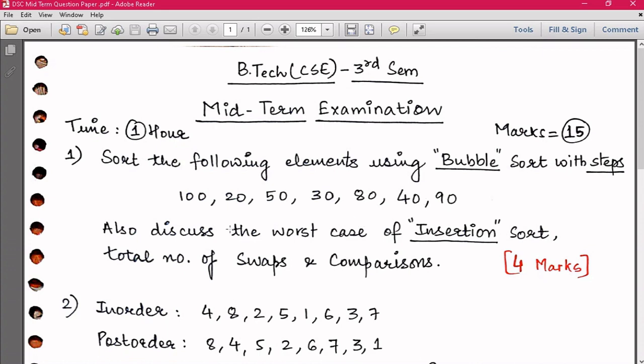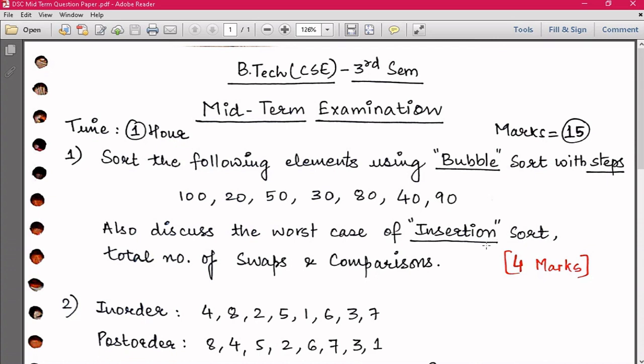Okay. The next question is to discuss the worst case of insertion sort, total number of swaps and comparisons. So this is a different question. Here in this question, you don't need to take the same set of elements. You can simply take your own example, and for the worst case the elements have to be arranged in descending order. So you can take 5 4 3 2 1. So n here is 5, the number of elements is 5, and for that you will apply insertion sort.